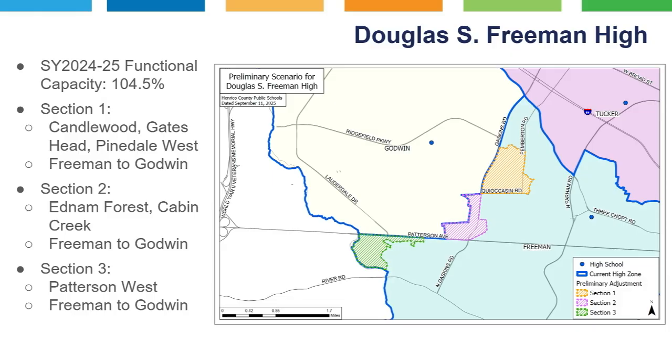So again, looking at how we can reunite communities as we provide relief to Freeman High School. We're doing that by uniting Pemberton Elementary and changing the split of Pinchbeck a little bit between Godwin and Freeman, but not a huge skew where it becomes an awkward sliver on one side or the other. All right, so that is my context.